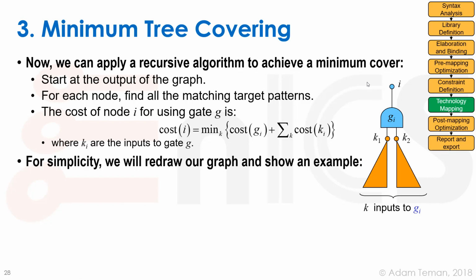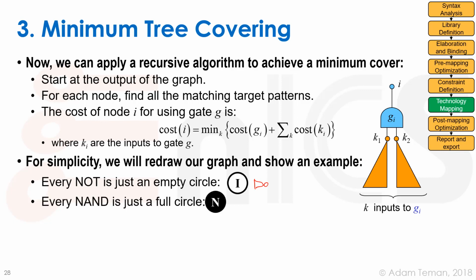So for simplicity, to help us in the illustrations on the next slide, we're going to redraw our graph and use different symbols for how we show things. We're going to use an empty circle with an I inside to represent a NOT gate. This guy's a NOT gate. And we're going to have an N inside a full circle, and that's a 2-input NAND gate. Finally, we're going to have a box that represents each input.